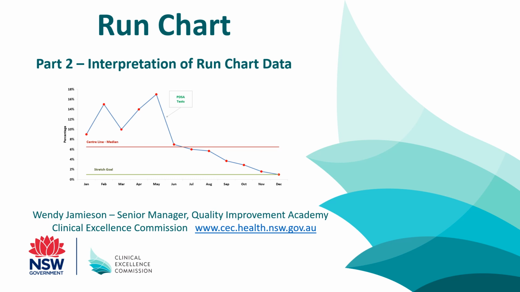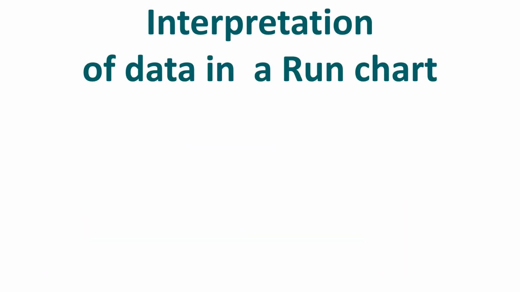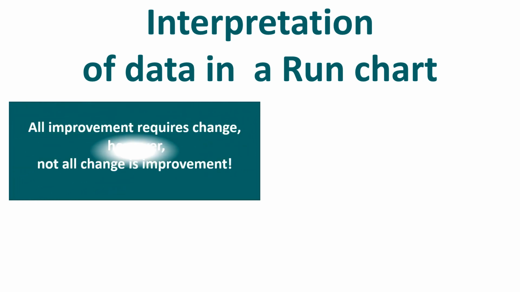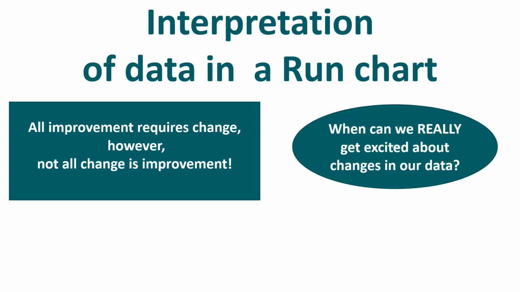Part 2 in the run chart series is about interpretation of run chart data. In this stage, we're going to learn how to interpret the data in a run chart. What you must remember is all improvement requires change. However, not all change is improvement. We need to decide when we can get really excited about the changes in our data.